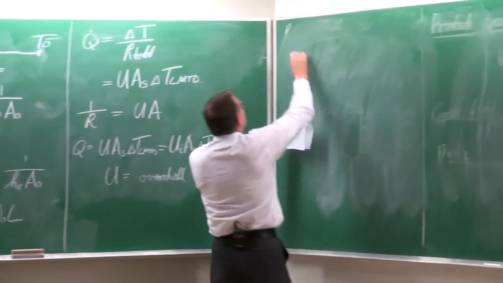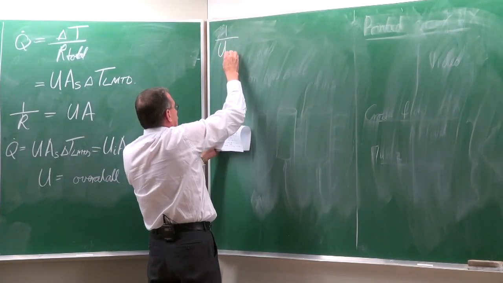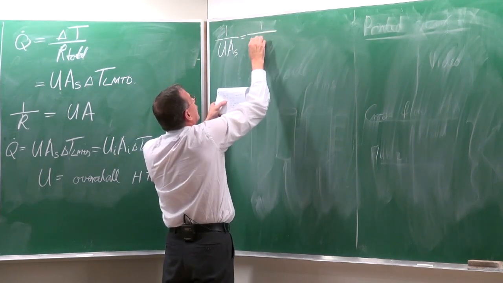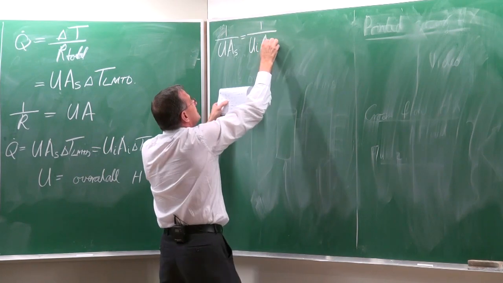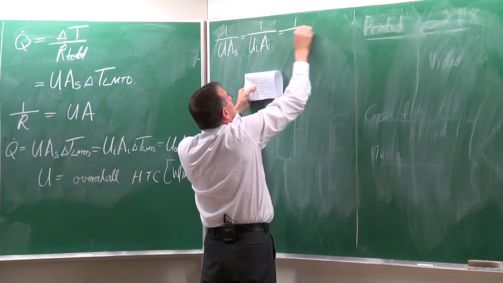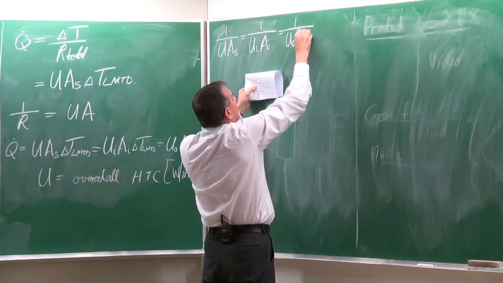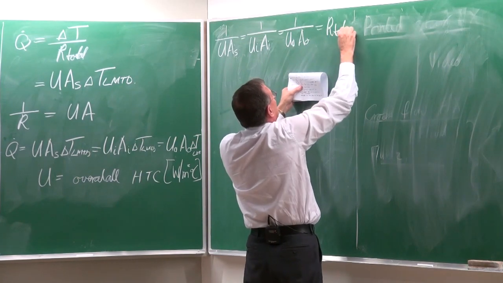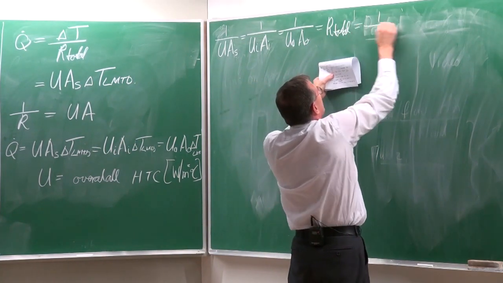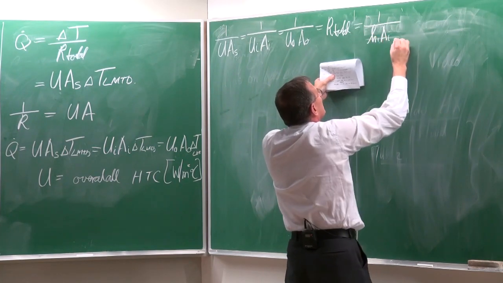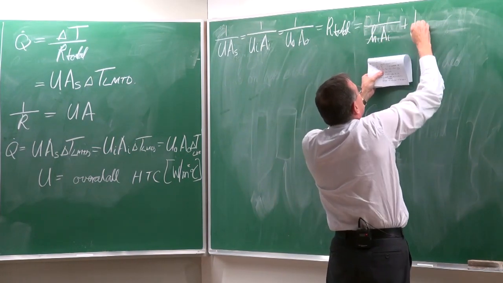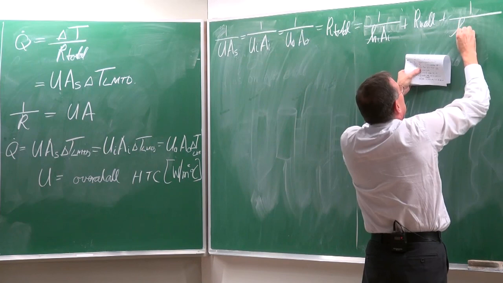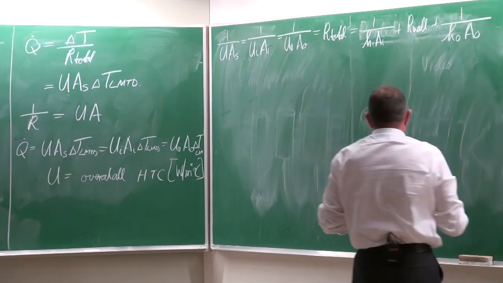Thus, in general, we can write 1 divided by the overall heat transfer coefficient multiplied by the surface area is equal to 1 divided by the overall heat transfer coefficient inside, area inside, is equal to 1 divided by the overall heat transfer coefficient outside, area outside, is equal to R total, which is equal to 1 divided by the heat transfer coefficient on the inside, area on the inside, plus the resistance of the wall, plus 1 divided by the heat transfer coefficient on the outside and the area on the outside.